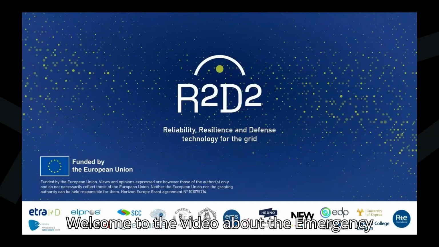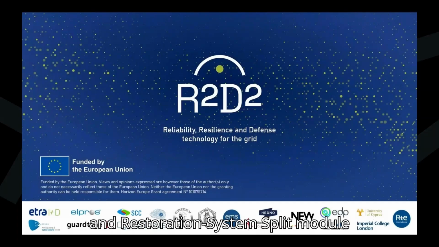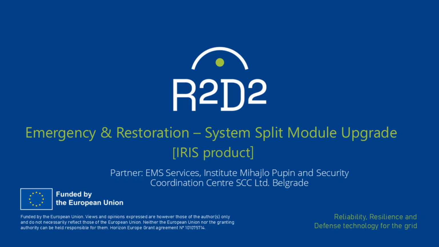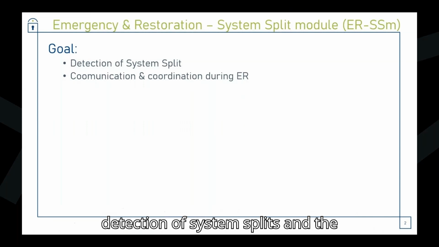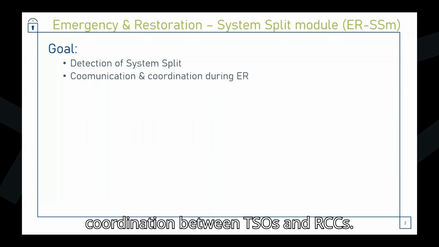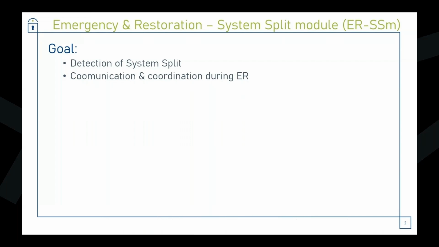Welcome to the video about the Emergency and Restoration System Split module developed under the R²D² project. The goals of this module are the detection of system splits and the provision of space for communication and coordination between TSOs and RCCs. The architecture consists of 3 layers.